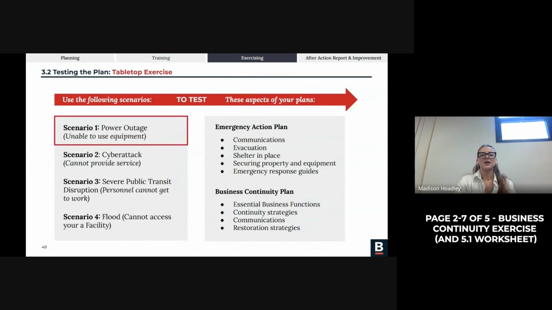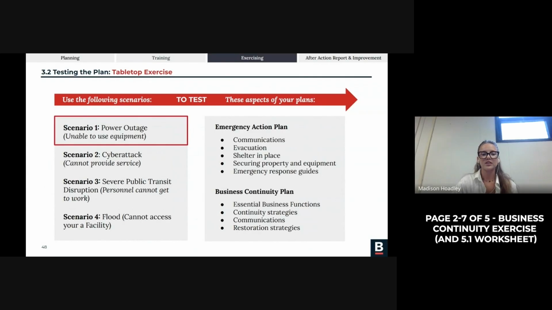So this exercise, let's run through the tabletop exercise. How is this going to work? And I know that this is a lot, so just reading the document directions itself will actually help you a lot as well. So this exercise helps you test your emergency action plan and business continuity plan to find gaps and to see if your business can continue running during a disruption.